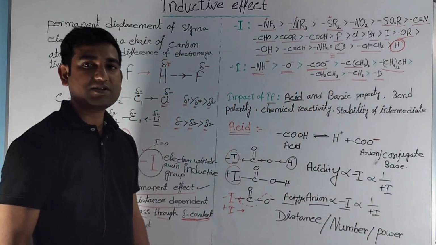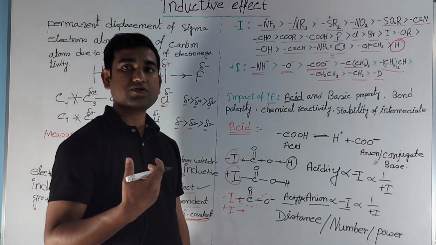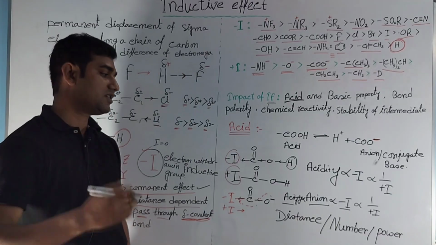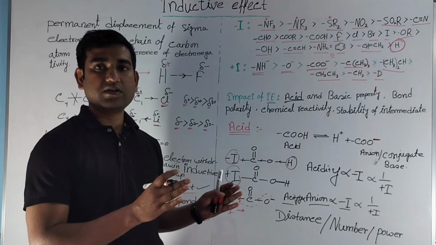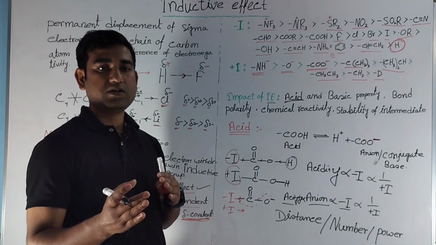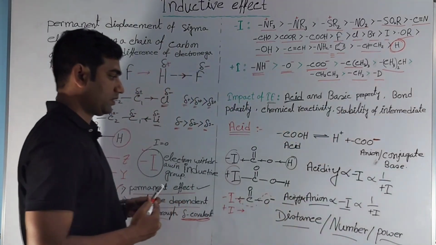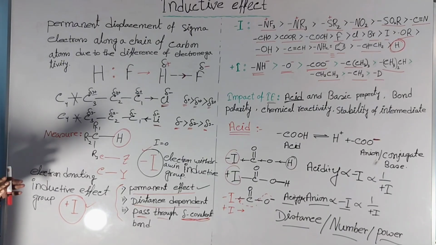Once distance will increase means inductive effect will decrease. Number will increase, suppose 1, 2, 3, means the inductive effect will increase. Power means we have to compare power, fluorine is more powerful than chlorine. So we have to remember distance, number, power. So take a screenshot of that slide, and then we will go to the next slide. So have you understood? Have you got my point? Okay.